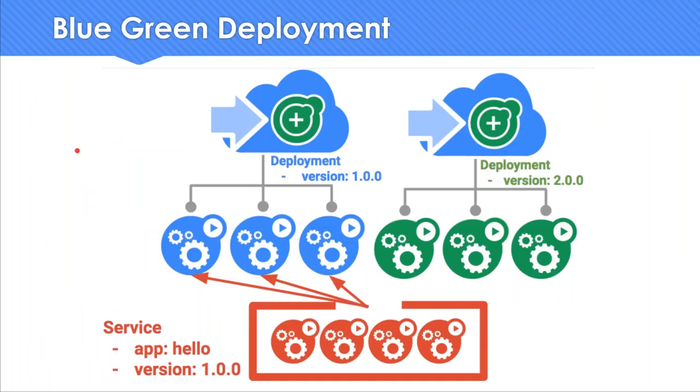What you do here is you create a new deployment. You have the green version, version two, running, everything. Now in your service, you switch immediately, or when you see everything is working fine and smoke tested, you switch the traffic from blue to green.